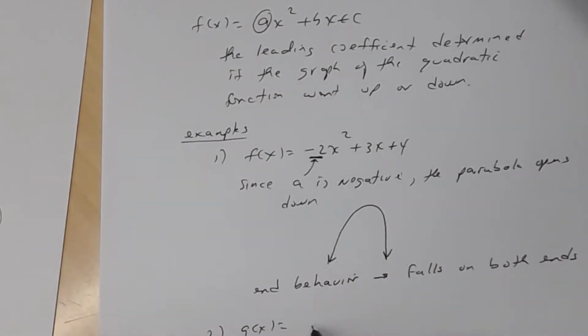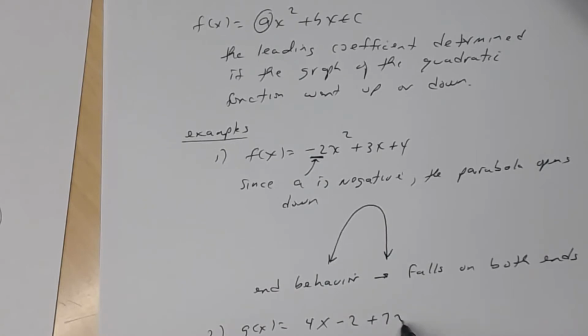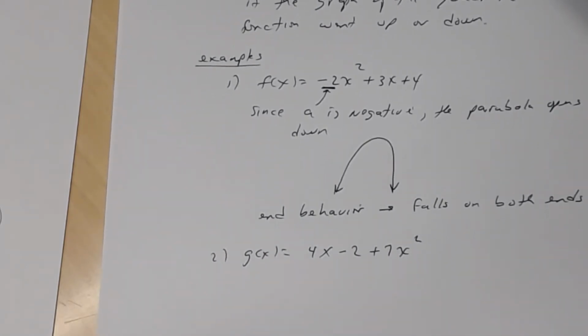G of x equals 4x minus 2 plus 7x squared. Now, you need to be a little bit careful with this one because what some students seem to think, and we've had the discussion before, is that the term listed first is the leading term. So you got to be careful when we talk about the leading term, we're talking about the leading term when you put this in descending order.